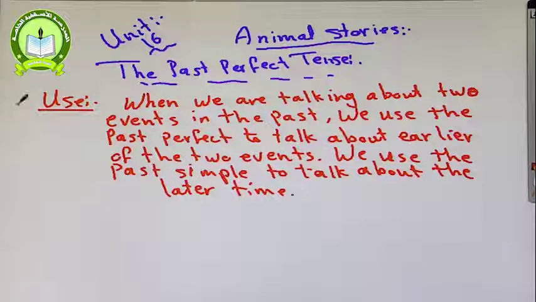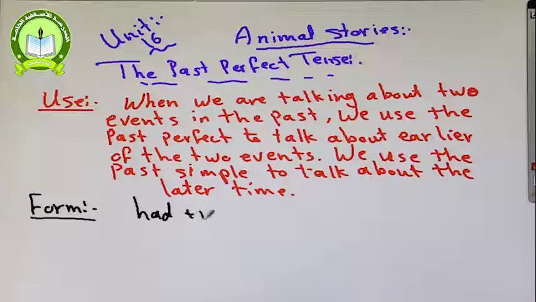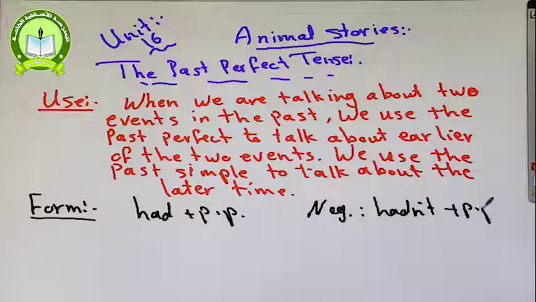The second point, you should know the form. What is the form of the past perfect? Had plus past participle. And the negative form of that, hadn't plus past participle. So this is the form of the verb. When should I use the past perfect? We should use the past perfect when we talk about two events that happened in the past. One of them happened before the other, completed before the other.